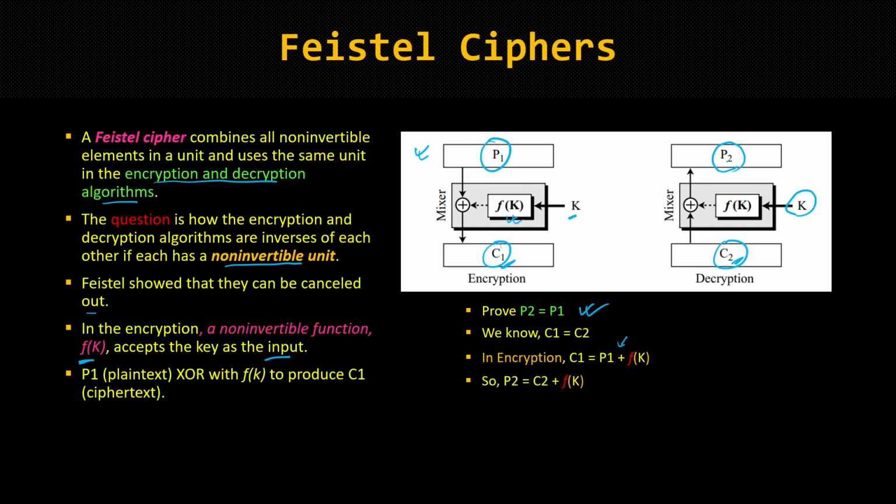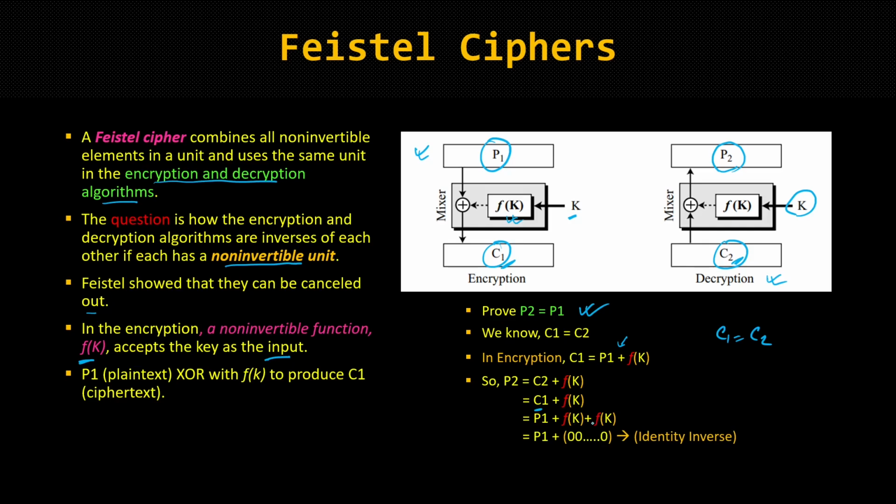Now let us see how P2 is equal to P1. This P2 is achieved in the decryption process. In this decryption process, we see that C2 is XORed with fk. Now this C2 is the same as C1, so C2 and C1 are equal. Now how is this C1 achieved? C1 equals P1 XOR fk. So let us write this down here, P1 XOR fk in place of C1.